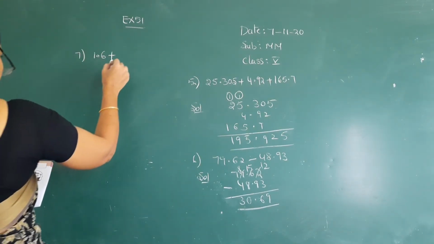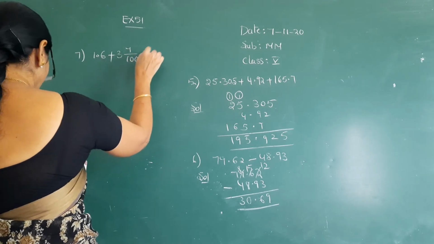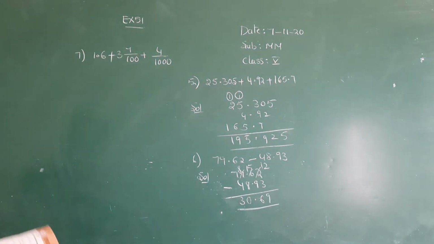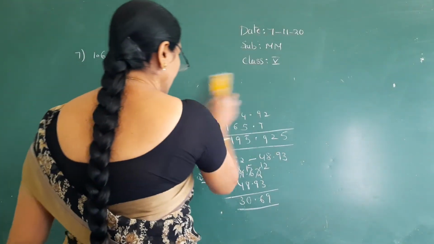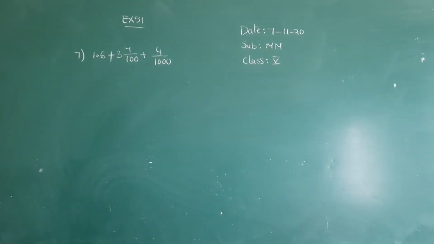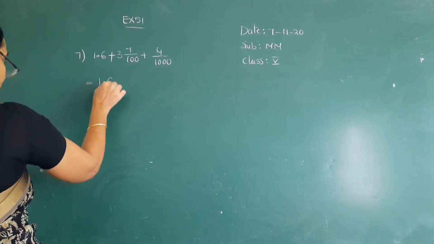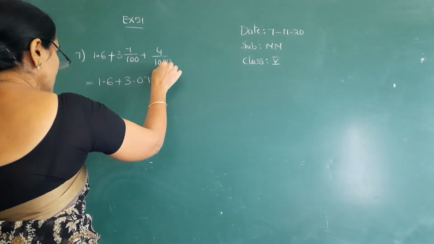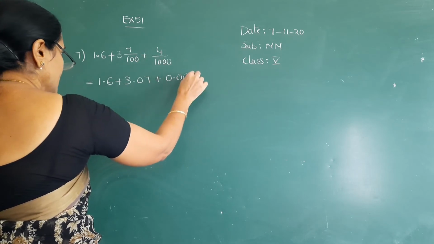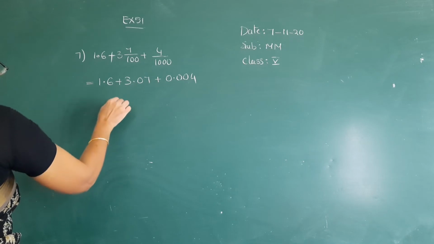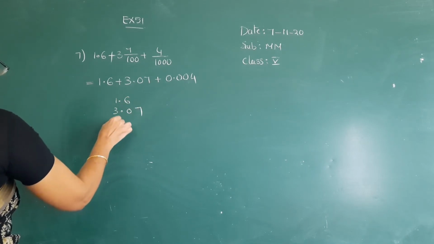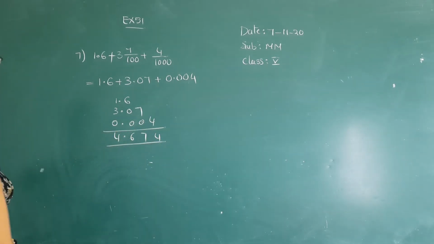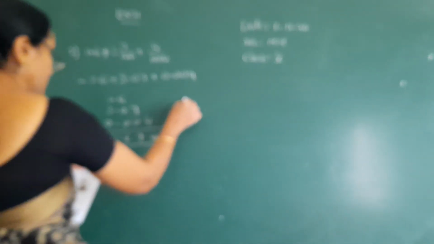1.6 plus 37 by 100 plus 4 by 1000. First of all, you have to convert the given fractions into decimal numbers, and then we have to add. So that is 1.6 plus 0.37, it is in the 100th place, so the 10th place is absent, we have to keep 0. Now add 1.6, 0.37, 0.004, 1.974. And next will be the eighth problem.